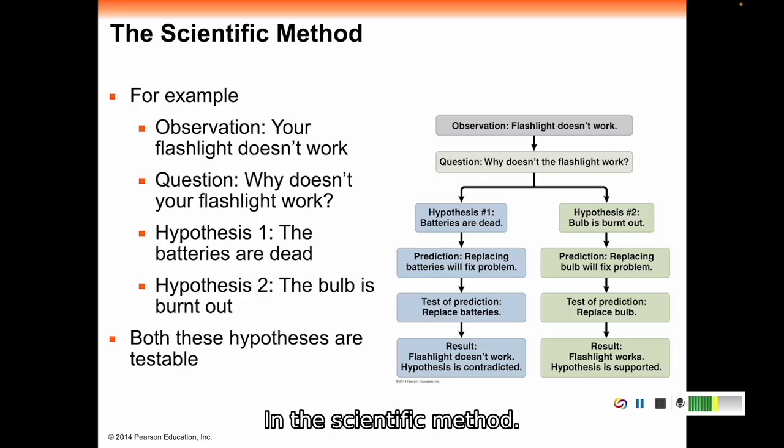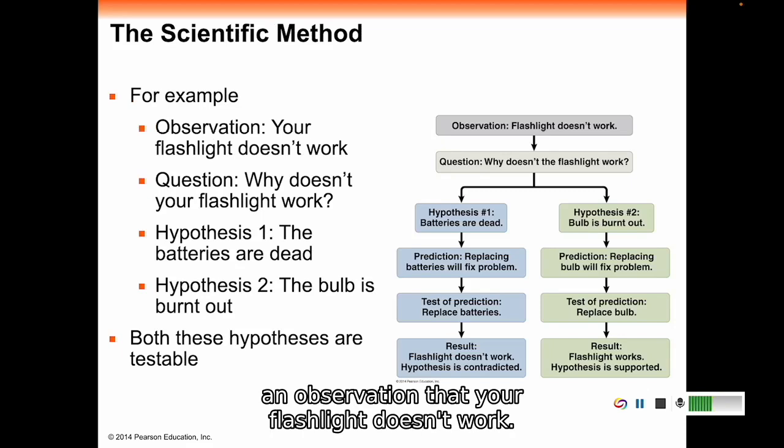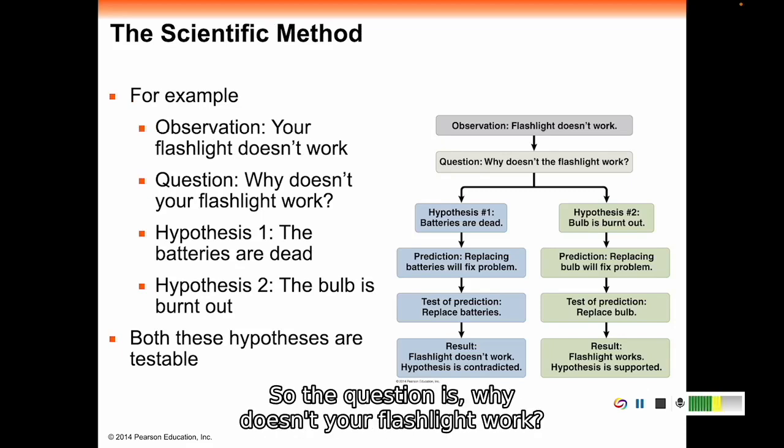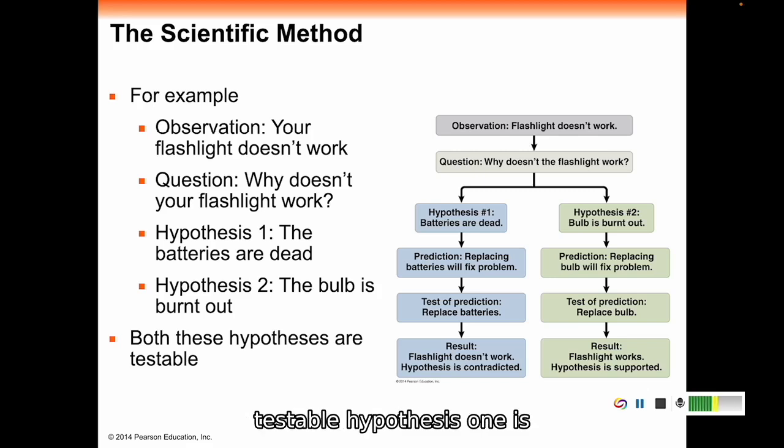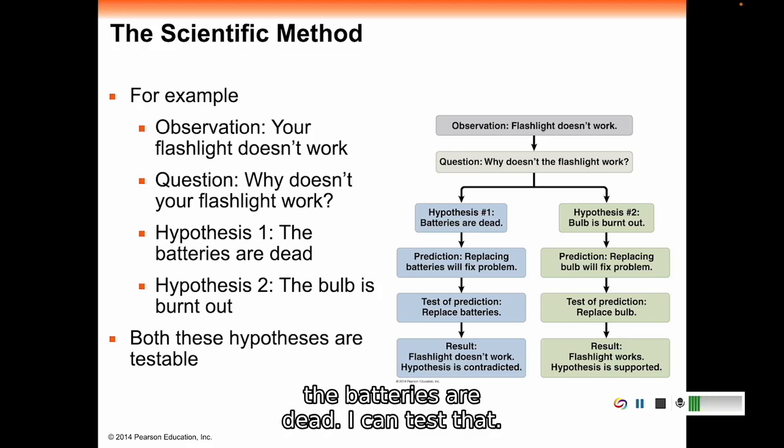In the scientific method, one example: we'll have an observation that your flashlight doesn't work. So the question is, why doesn't your flashlight work? From this, we can have two hypotheses, and both of them are testable. Hypothesis 1 is the batteries are dead. I can test that. I can predict that if this is true, if this is my alternate hypothesis, batteries are dead, then replacing the batteries will fix the problem.